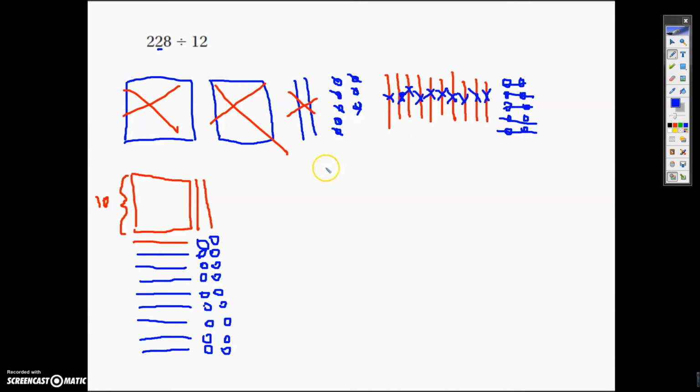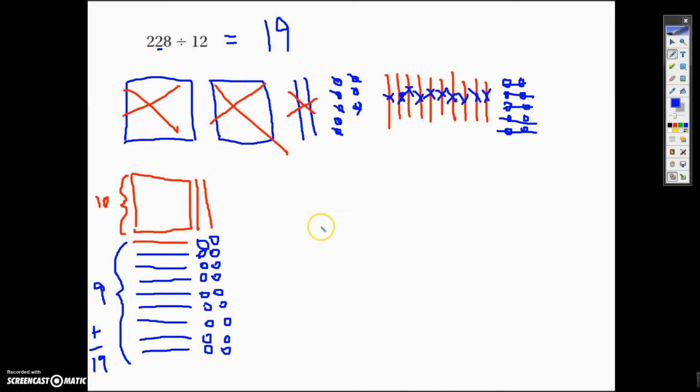So, how many rows do I have here? 1, 2, 3, 4, 5, 6, 7, 8, 9. I have 9 rows. So if I add them together, I have 19 rows of 12. So 228 divided by 12 is 19.